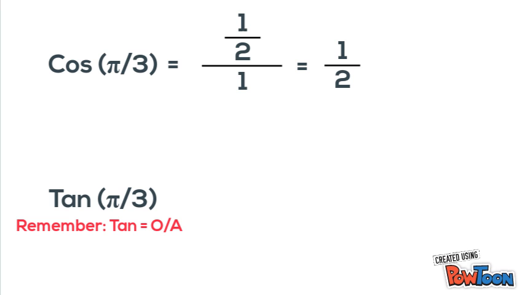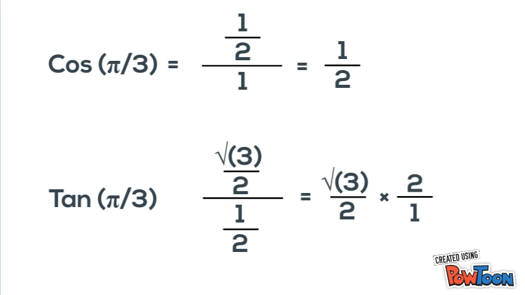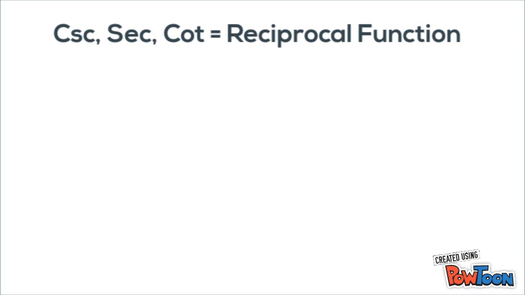Tangent is the opposite side over the adjacent side, which means we must divide the square root of 3 divided by 2 by 1/2, or multiply by the reciprocal, 2 over 1, which gives you the square root of 3 as your answer. We know that secant, cosecant, and cotangent are the reciprocal functions.